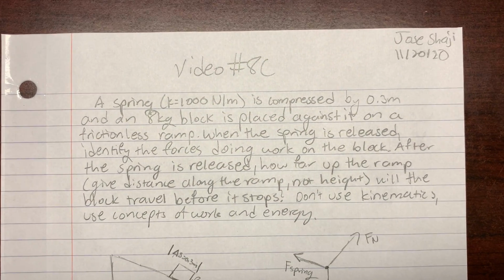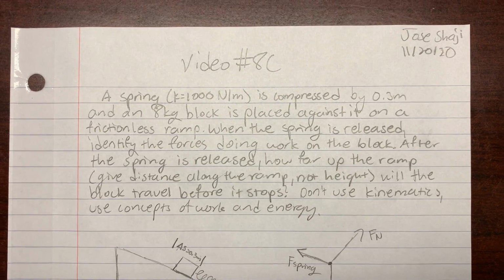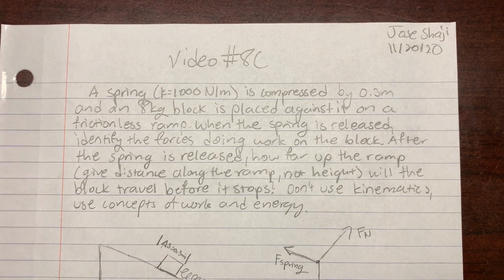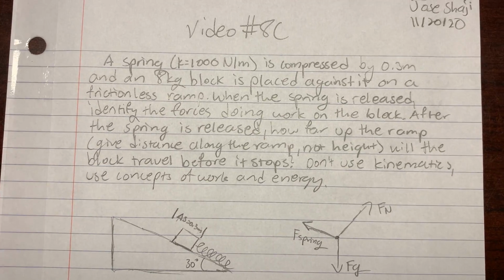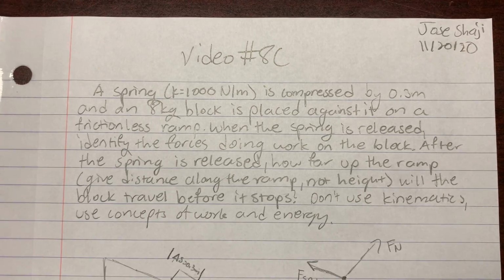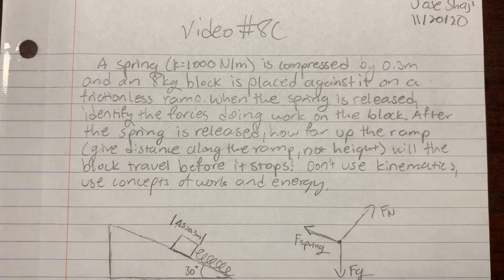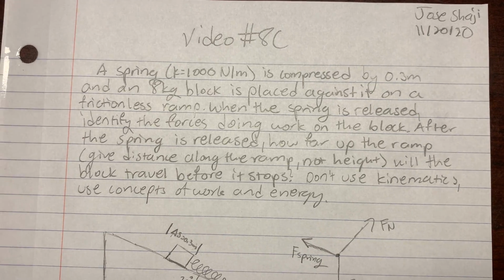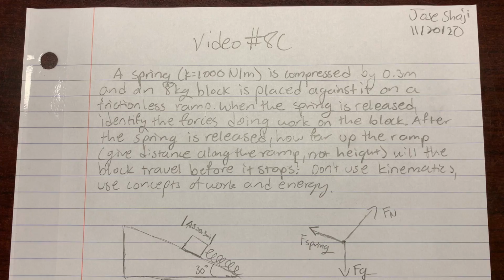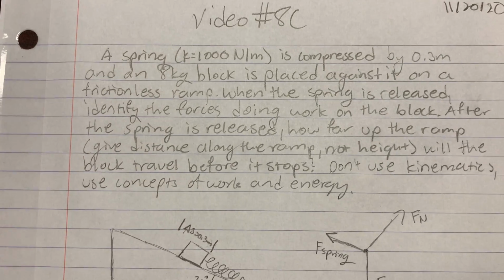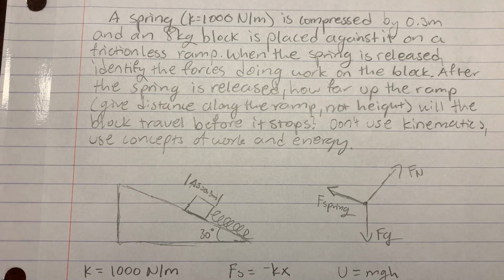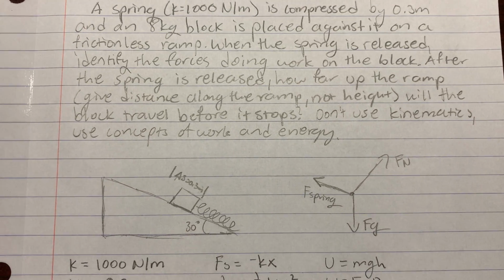A spring with a spring constant of 1,000 newtons per meter is compressed by 0.3 meters and an 8 kilogram block is placed against it on a frictionless ramp. When the spring is released, identify the forces doing work on the block after the spring is released. How far up the ramp, give distance along the ramp, not height, will the block travel before it stops? Don't use kinematics, use concepts of work and energy.